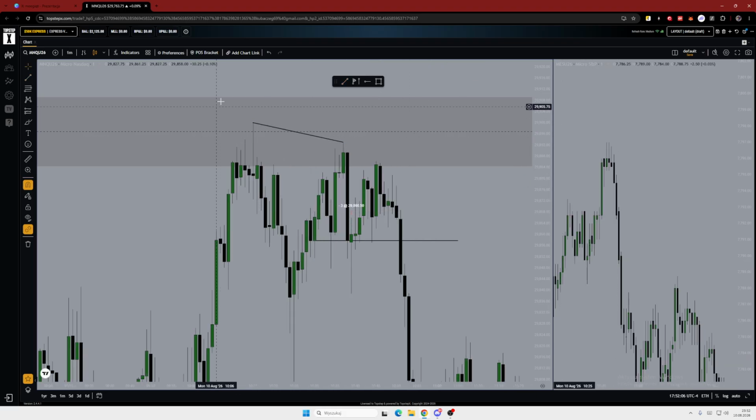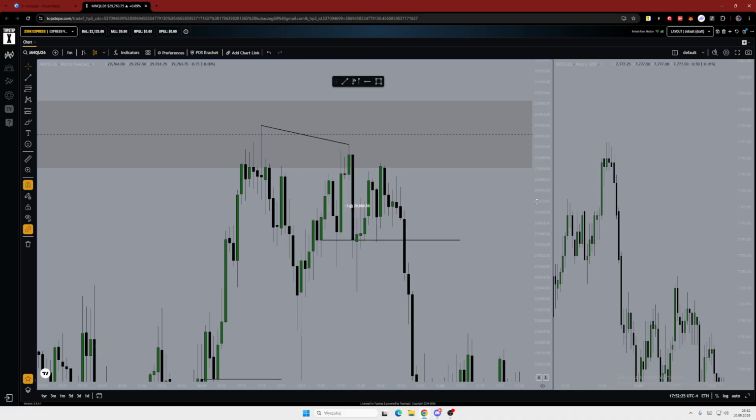Okay, so right now this is our new CISD because we just made SMT here. Of course, you can say that price can still go up there and SMT will still be valid, but for now assume this is our CISD, right?